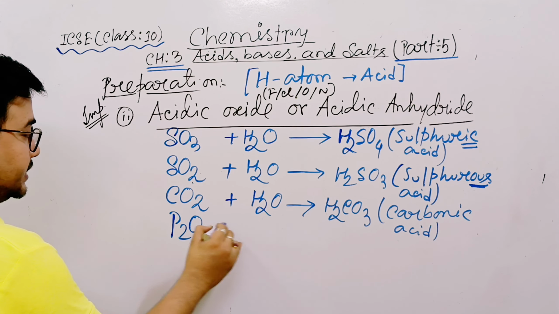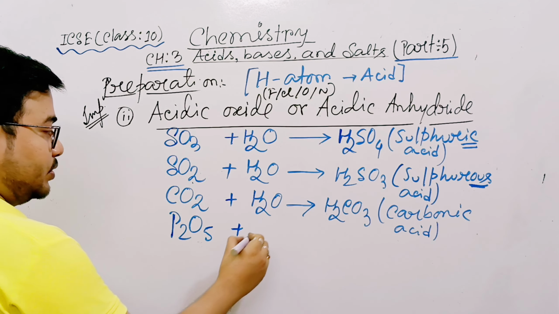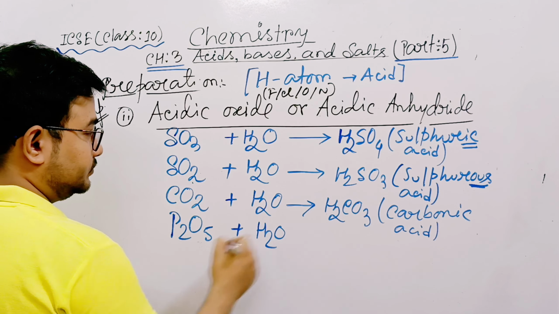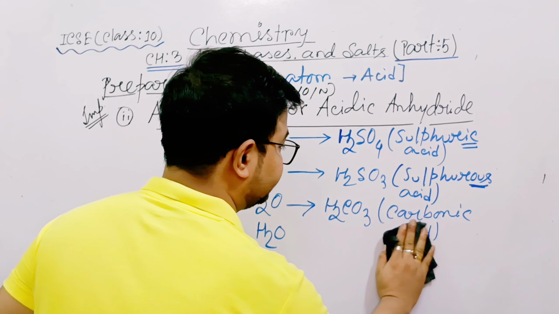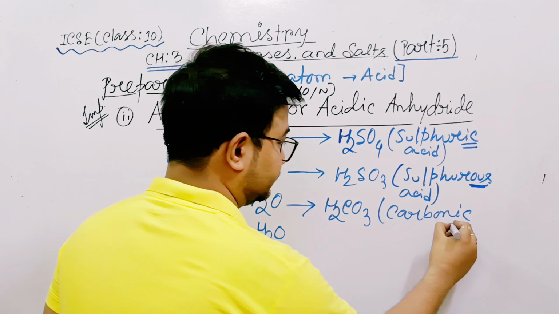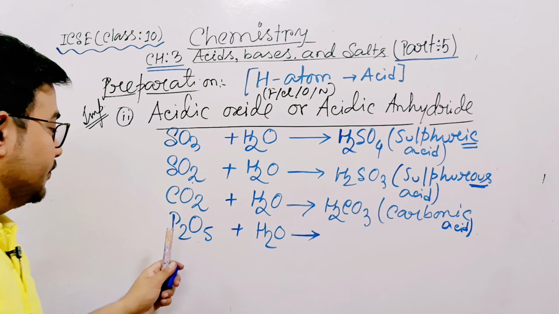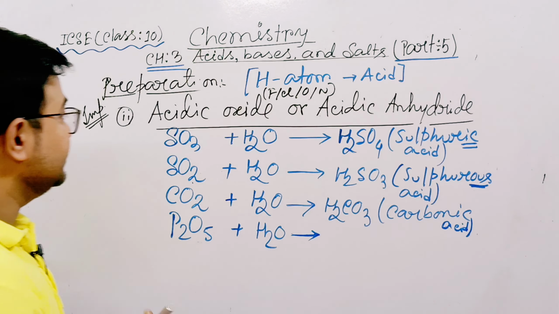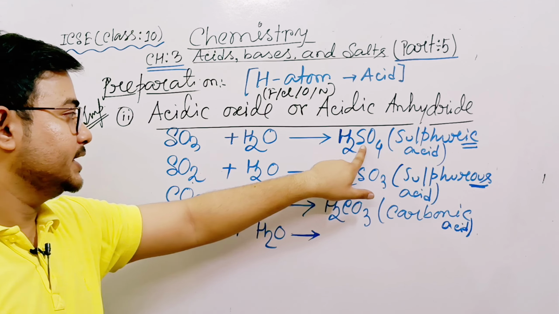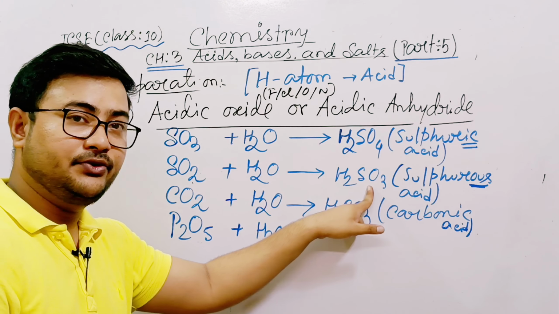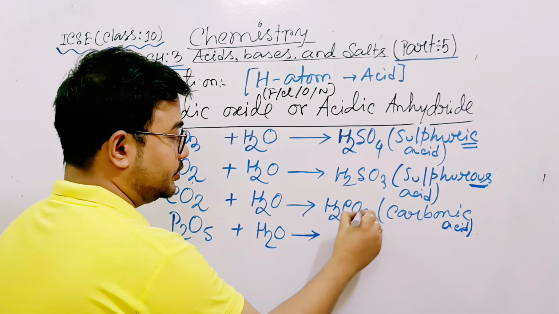Okay, you can choose another one, P2O5. What is the name of P2O5? Phosphorus pentoxide. And when phosphorus pentoxide reacts with water, can you tell me a name? See, look at the board. An acid containing sulfur is sulfuric acid, an acid containing carbon is carbonic acid.